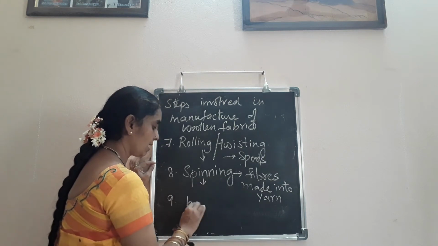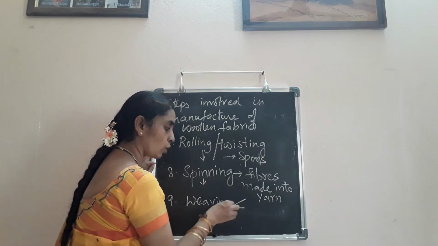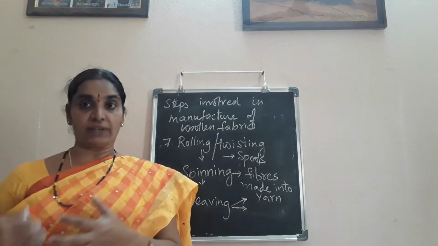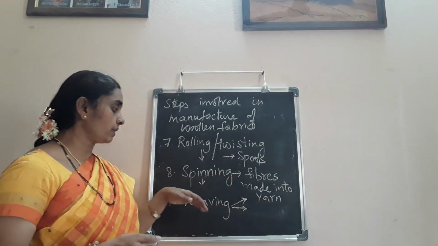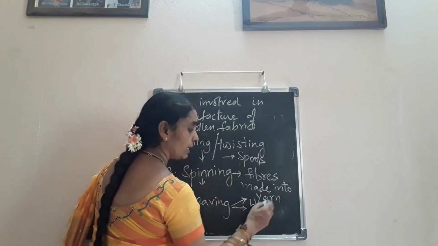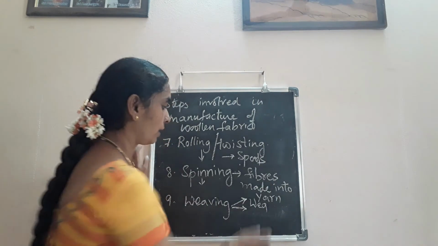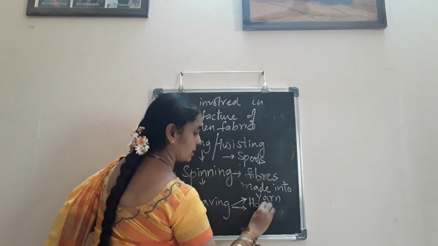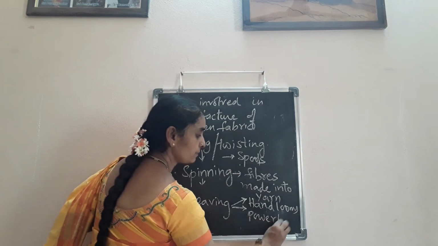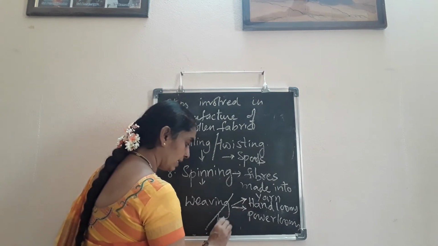The next step is the weaving process. Weaving is done in power looms or hand looms. It is a process which involves warp threads and weft threads. Here the weaving process involves two steps again: either the fabric can be made by the weaving process or the knitting process. Weaving is done on hand looms or power looms. I'll show you how it is done in hand looms. So that is called the knitting process.